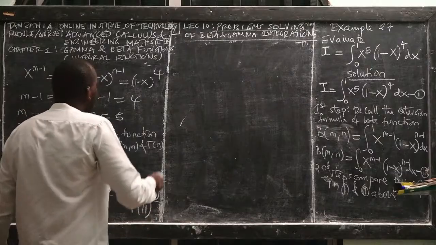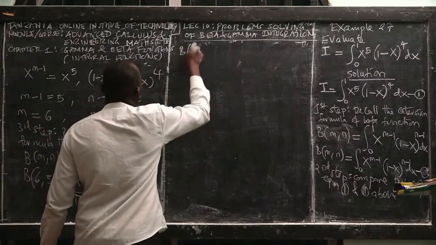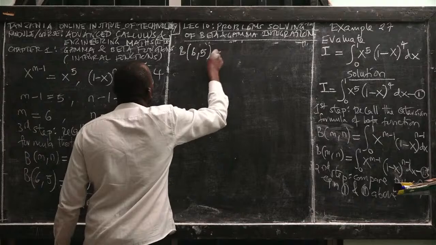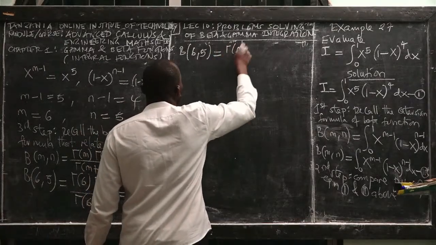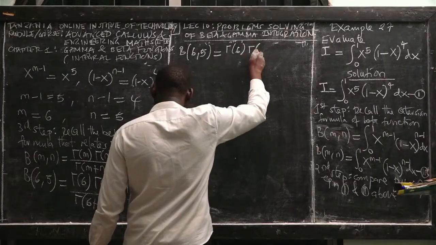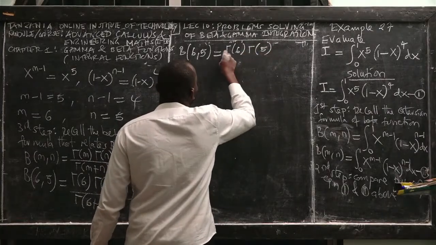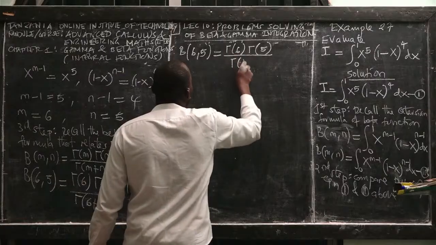Then we have beta of 6,5. This is equal to what? Gamma of 6 multiplied by gamma of 5. Then this one divided by gamma of 11.